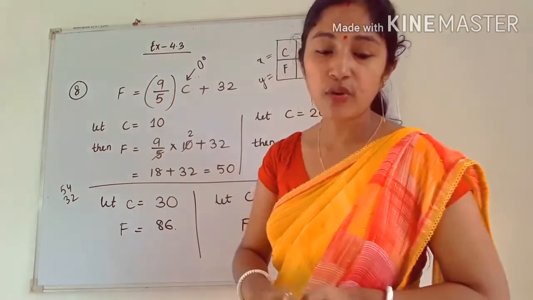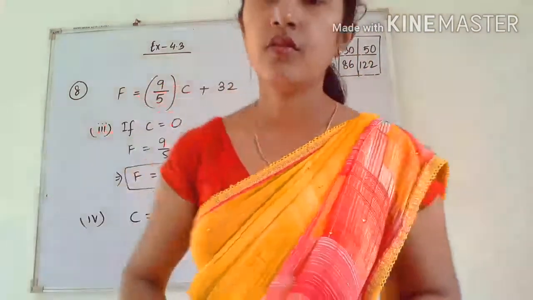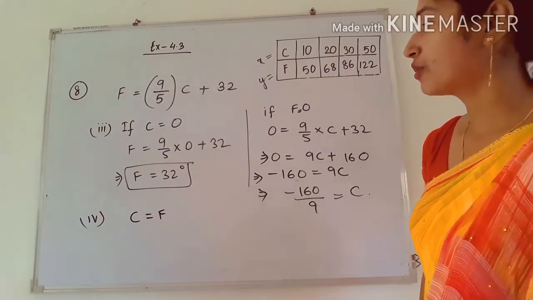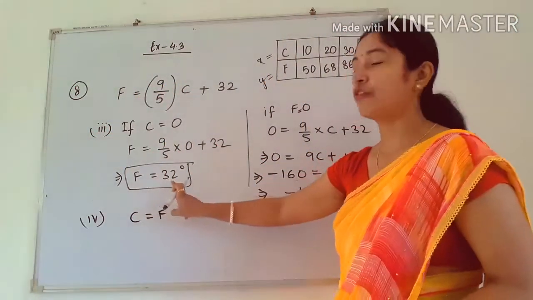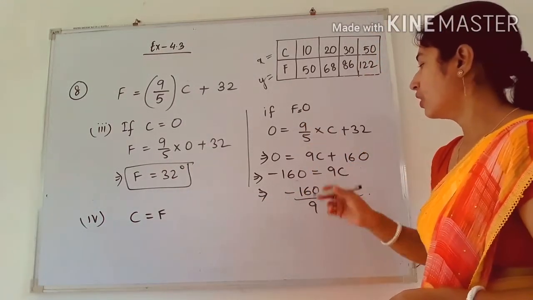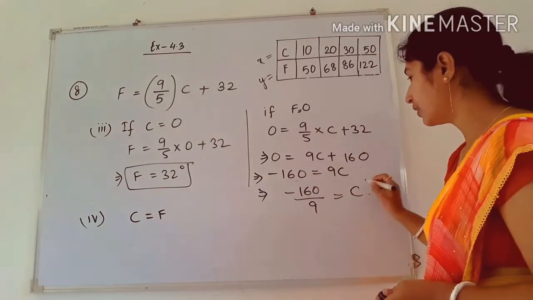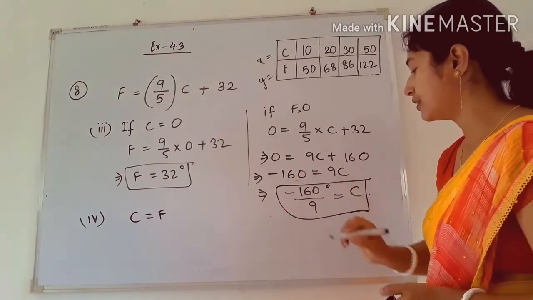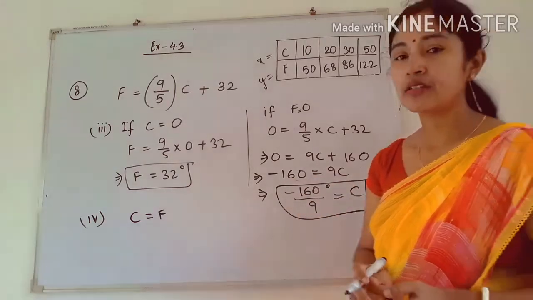So question number 4 and 5 I will do. See, you have to put C is equal to 0. By simplification we got F is equal to 32 degrees. Similarly, if we put F is equal to 0, again by simplification we will get the value of C as minus 160 by 9 degrees. Okay, so next is number 4.